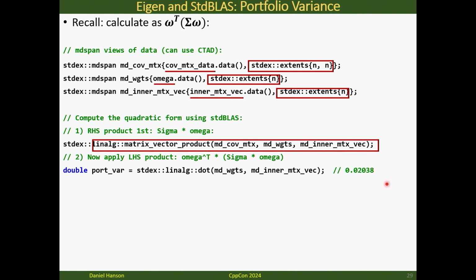What we're left with now are two vectors, so we can apply the dot function in std BLAS, and so you just put in the weights again and the result from the right-hand side multiplication. And you get a result of about 0.02. That comes out to about 0.07 annualized. And then to get the volatility, you take the square root of it.